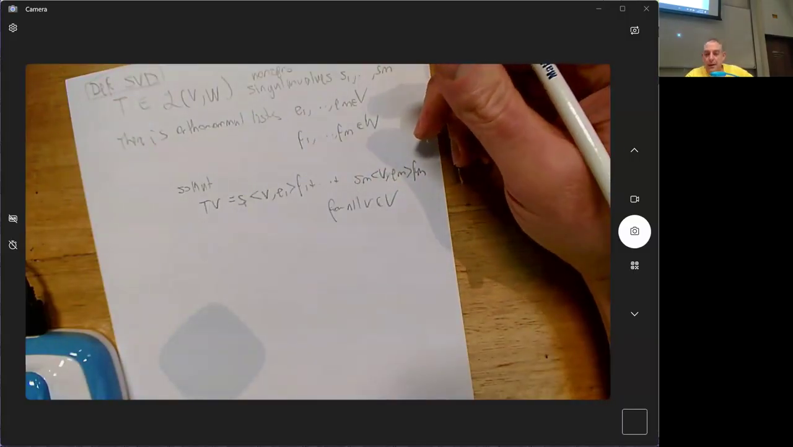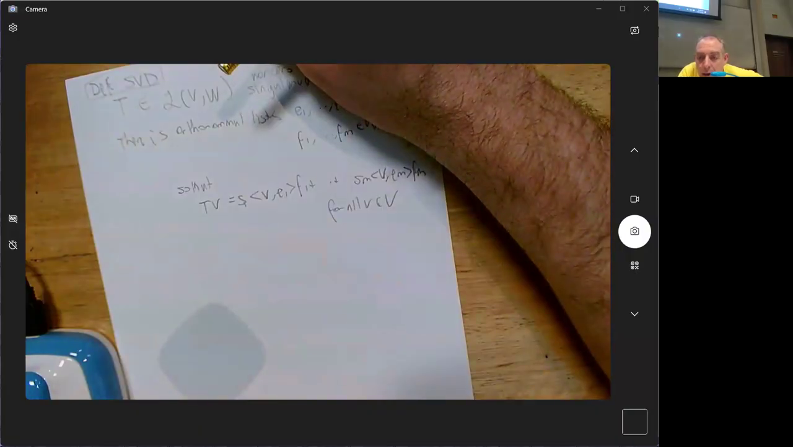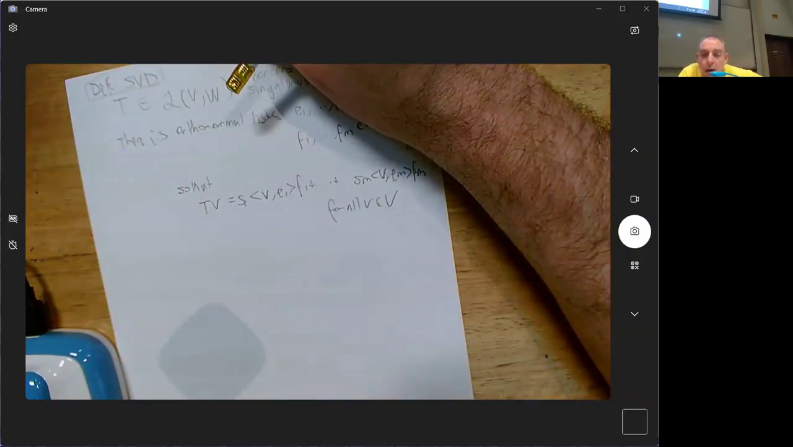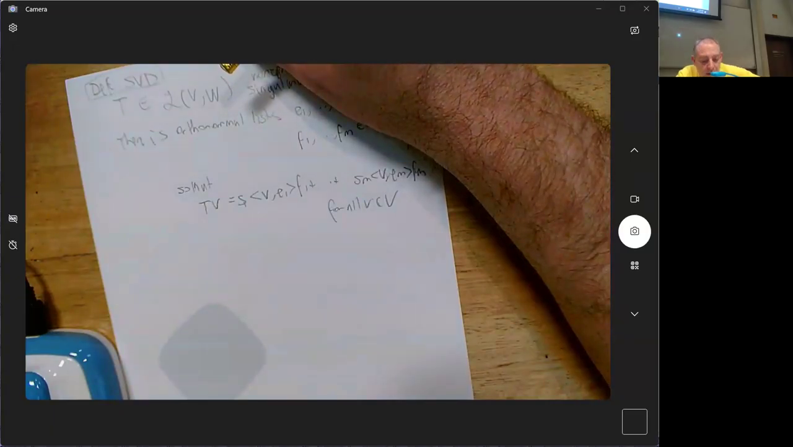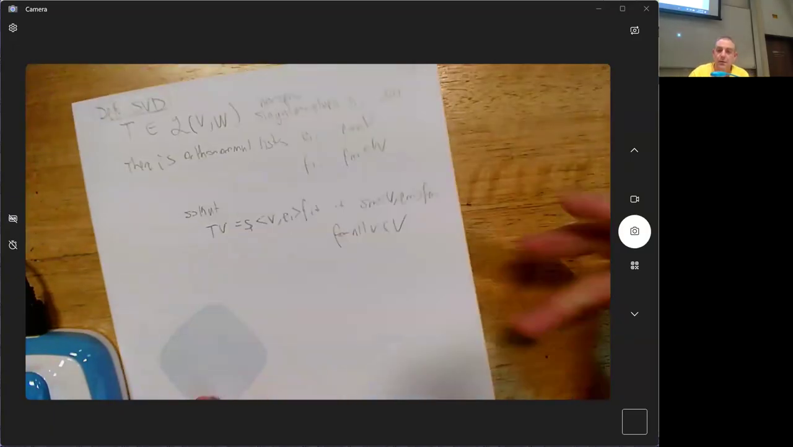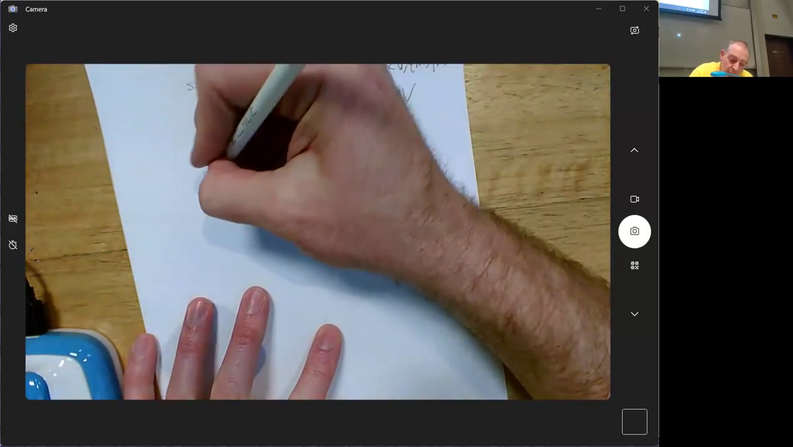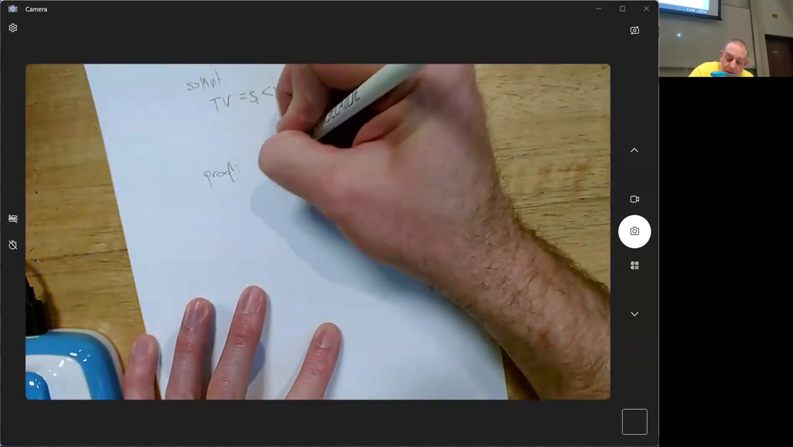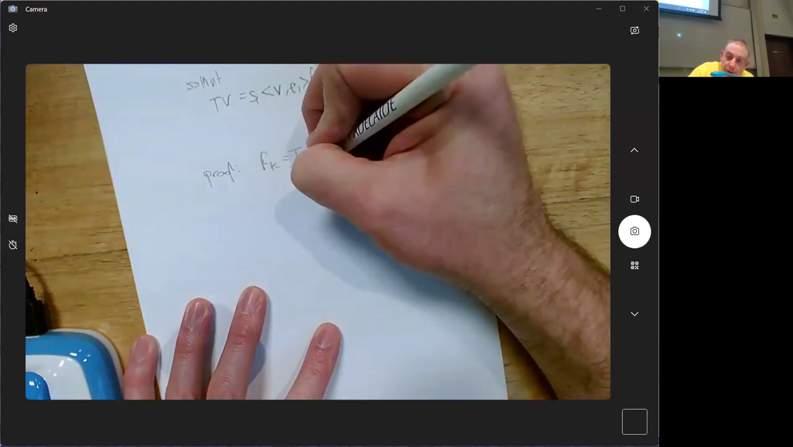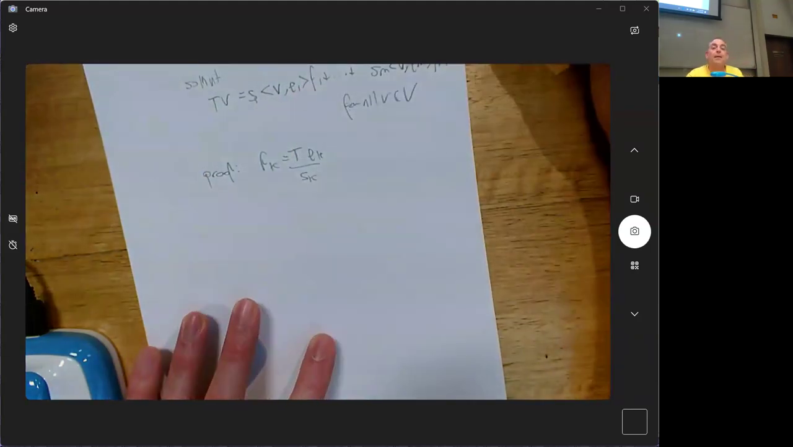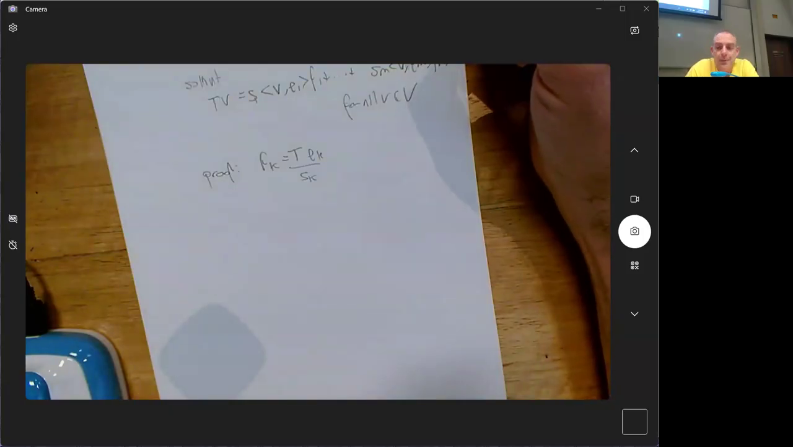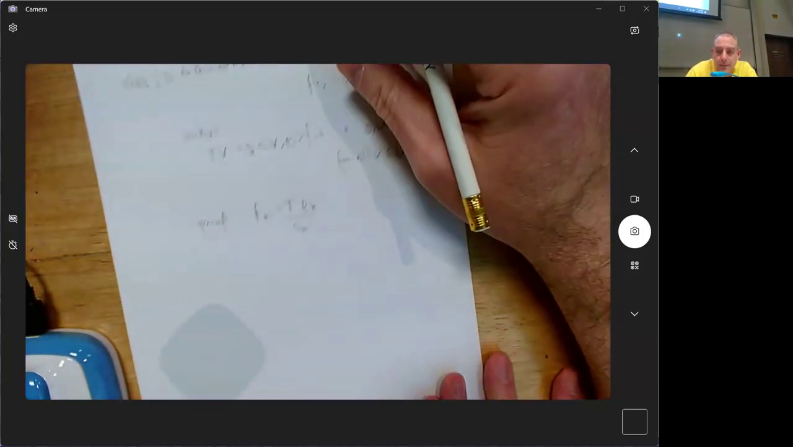And then FK, just as a definition in the proof, FK is T of EK divided by SK. That's useful to know. Yep.